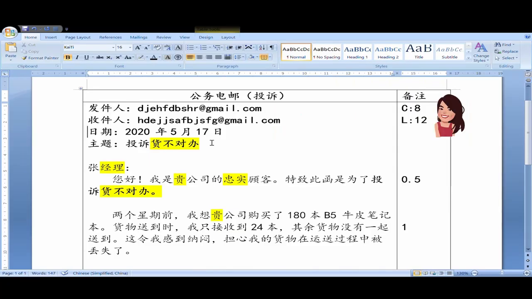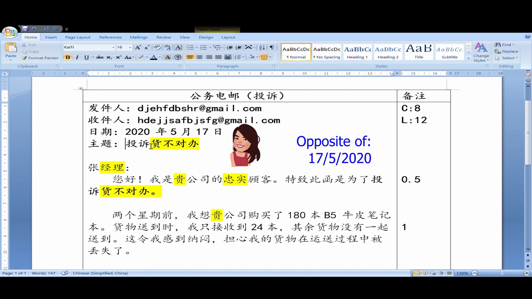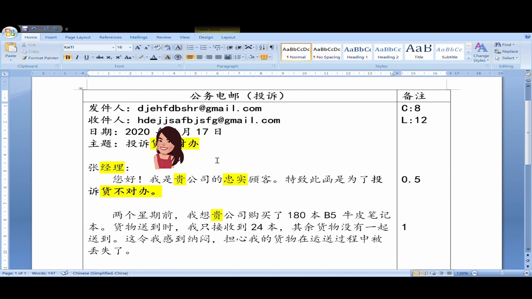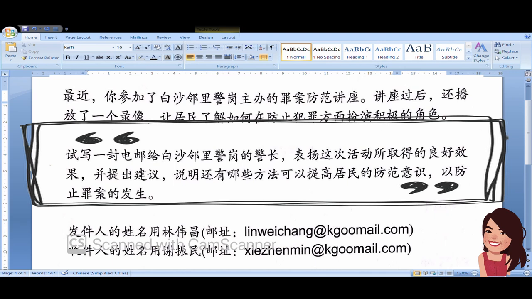Formal email, the content mark is 8 and the language mark is 12. I will fill in the sender's email, the recipient's email, the date which I can refer to from the informal email, and usually it's the opposite of your English date. Write my intention to complain, so I write 投诉. I will write about specifically what I want to complain about, and that is the goods not being the same as stated in the advertisement. 投诉货不对版. And this yellow part, 货不对版, you can actually extract it from your question criteria during the exams, right?